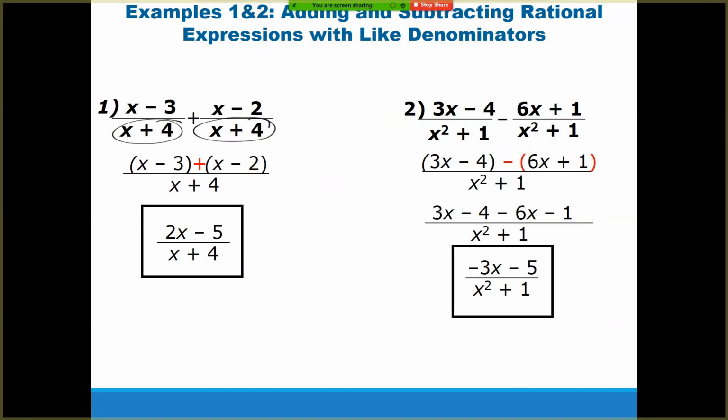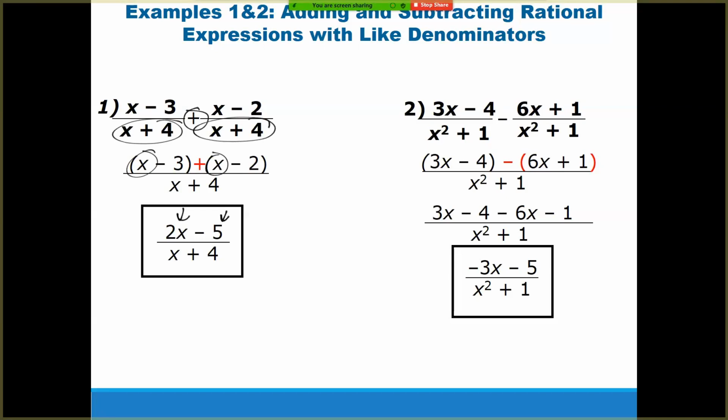You can just take whatever sign's here and do that to the top. So I'm just adding the x minus 3 and the x minus 2 together. So we kind of swoosh them together into one fraction. Your denominator stays the same. And then all you do is combine like terms. So x plus x gives us this 2x, and negative 3 and negative 2 combine to give you that negative 5. That would be your final answer because nothing simplifies.